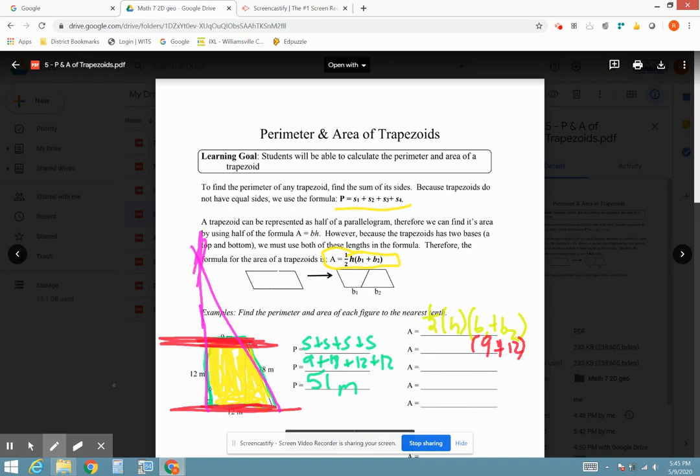Then my height is measured straight up and down. That is also, in this case, 12. So I have 1/2 of 12, which is 6, times 9 plus 12, which is 21. 6 times 21 is 126, and it's meters squared.